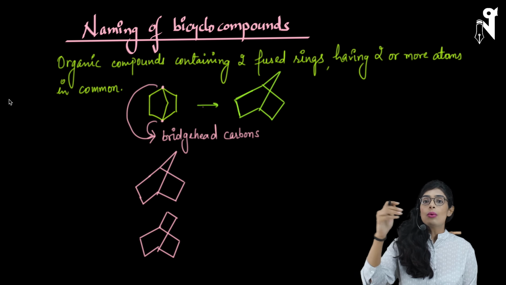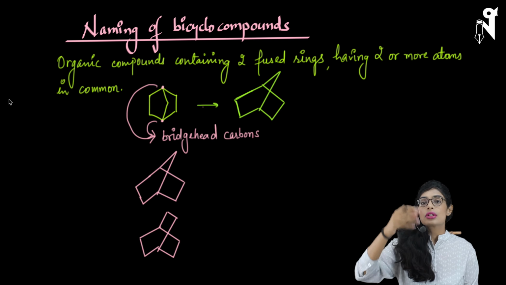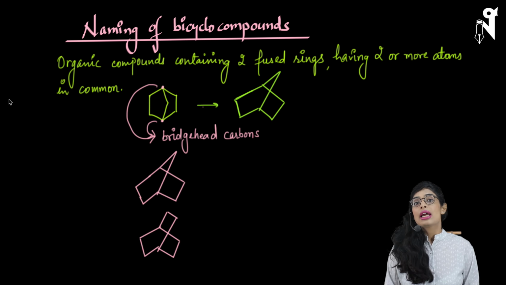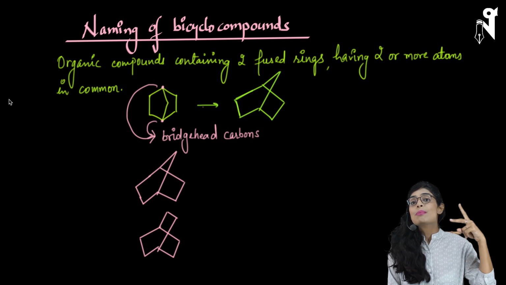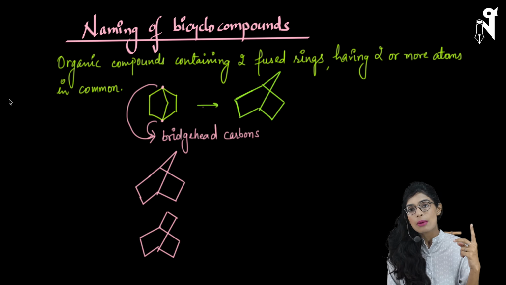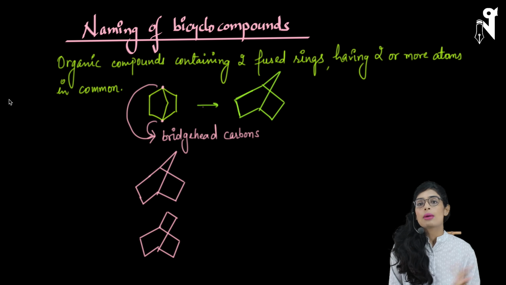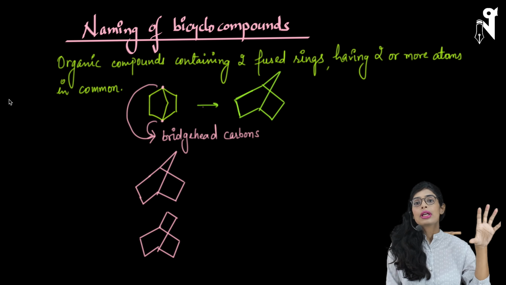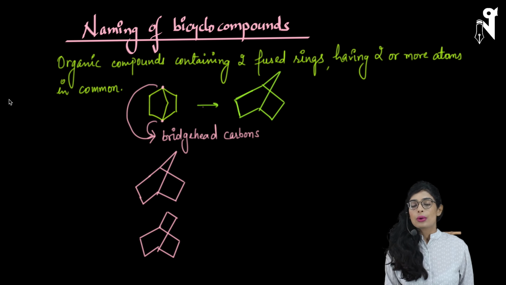Now when you're talking about the connecting wall, which is the common wall between one cyclic ring and another cyclic ring, it can have 2 carbons, minimum 2 carbons as the common carbons, and can have 2 or more than 2 carbons also. The minimum number of carbons which are going to be common between one cyclic ring and another cyclic ring is going to be 2.